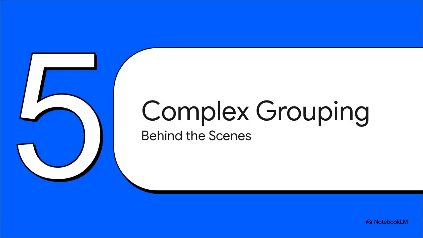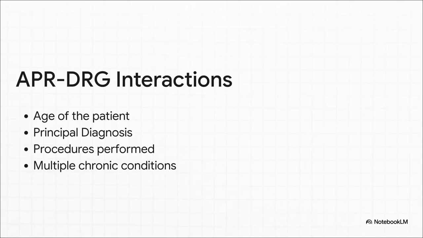Moving on to Section 5, Complex Grouping Mechanics. Now, you might be wondering, how do we actually arrive at these precise 1 to 4 subclasses if we aren't just checking binary boxes? Well, APR-DRGs eliminate those simple lists and instead evaluate complex comorbidity interactions. The grouper looks holistically at how multiple chronic conditions, the patient's age, and specific procedures all interact together to elevate the patient's severity. For instance, 2 moderate conditions in an 80-year-old might interact to create an extreme severity, whereas those exact same 2 conditions in a 20-year-old might only trigger a moderate severity.